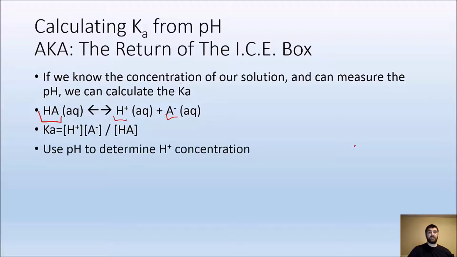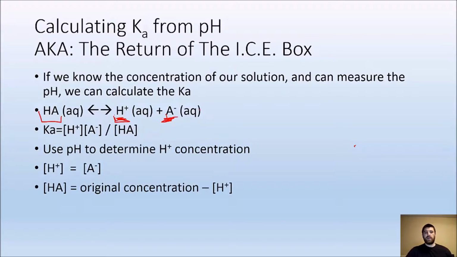So we can use the pH to determine the H plus concentration, which will also tell us the anion concentration, because for every one H plus we have to get one anion. So they're going to be equal concentrations. And the HA is going to be the original concentration minus how much of it ionized, right? Because if I started with a certain amount of my acid, some of it broke down into its ions. So the original concentration minus how much of it broke down will give me the HA for my Ka expression.